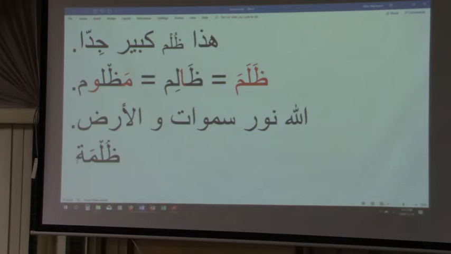So, ظلمة. We said ظلم is oppression. ظلمة has a ta marbuta, right? What is the jama' of ظلمة? So ظلمة will be ظلمات. So ظلمة, ظلمات, darkness. Darkness is ظلمة, and the plural is ظلمات.